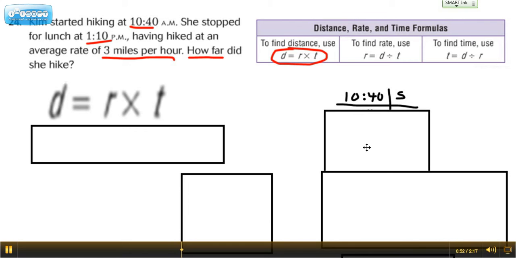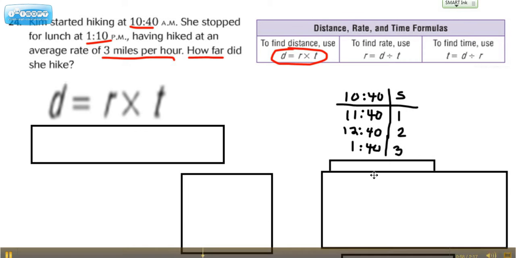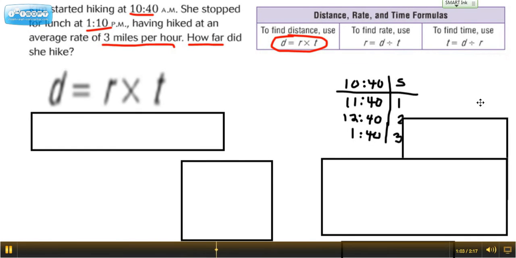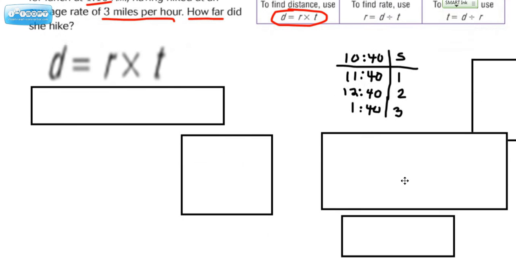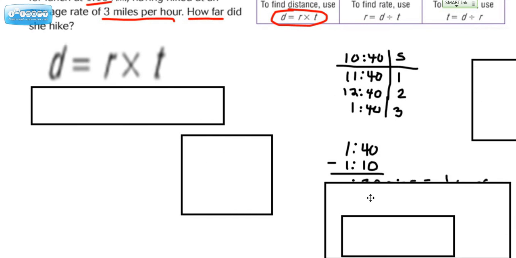So at 10:40 is when she starts, so at 11:40 that would be 1 hour that went by. At 12:40 that would be 2 hours. We didn't quite make it to 1:40, that would have been 3 hours. So it's going to be 2 hours and a little more. And then you might be asking, well, how do I figure out the little bit more? Well, let's take a look. If it were 1:40, it would be 3 hours, and it was actually 1:10.